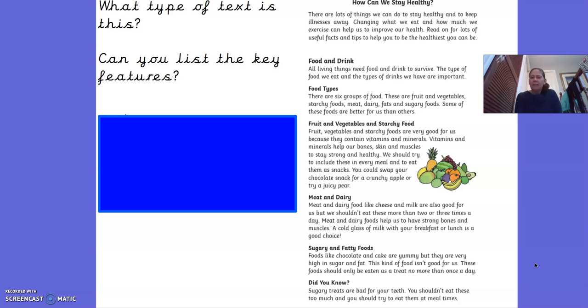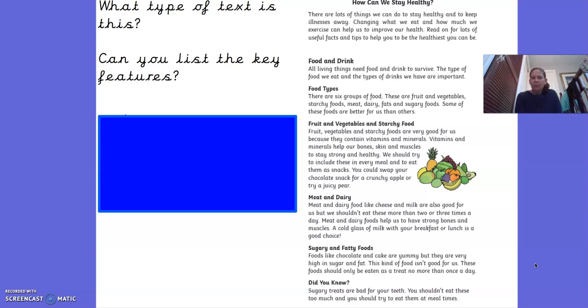How can we stay healthy? There are lots of things we can do to stay healthy and to keep illnesses away. Changing what we eat and how much we exercise can help us to improve our health. Read on for lots of useful facts and tips to help you be the healthiest you can be. Food and drink. All living things need food and drink to survive. The type of food we eat and the type of drinks we have are important.